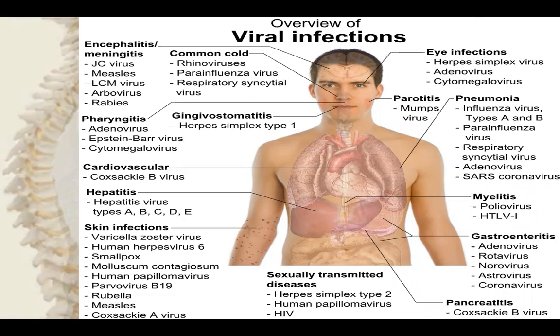Then the gastrointestinal tract: there is adenovirus, rotavirus, norovirus, astrovirus, coronavirus. If they act on the pancreas, there is Coxsackie B virus. For sexually transmitted diseases in this area, there is herpes simplex type 2, human papillomavirus, HIV. So these are various organs on which different types of viruses produce infection.